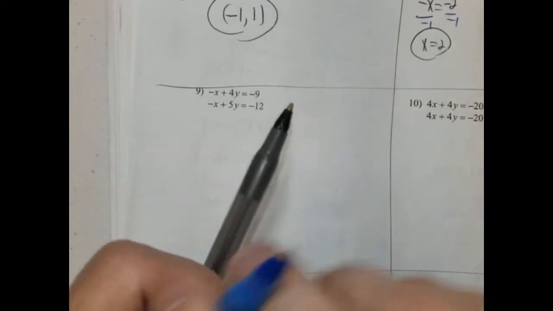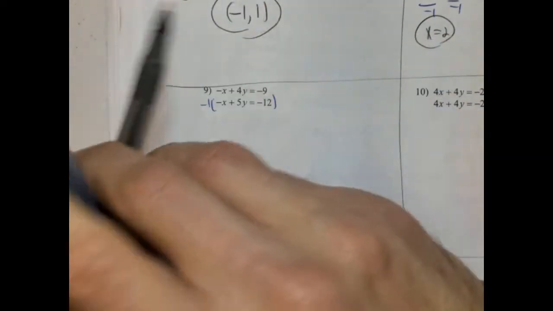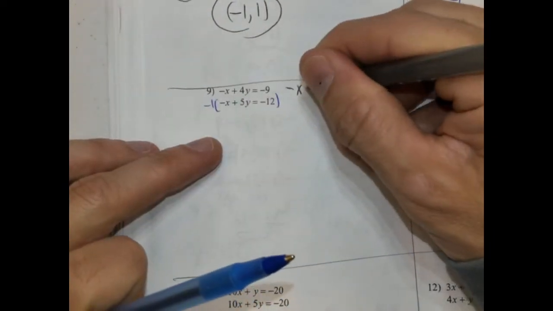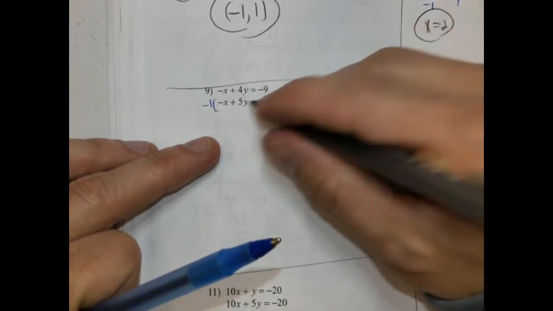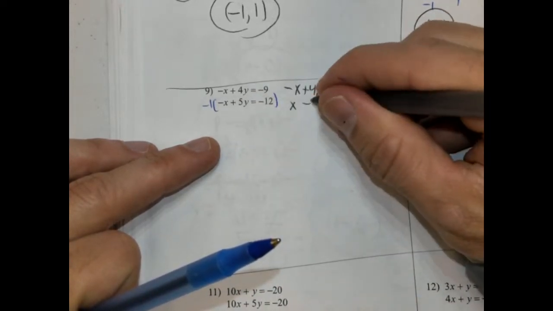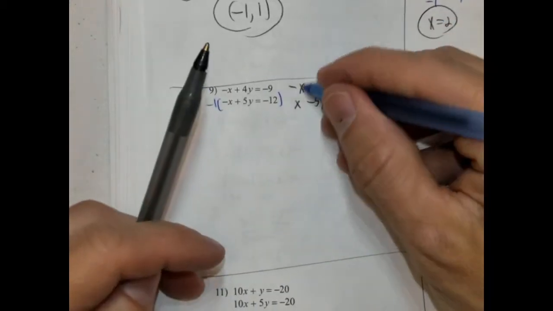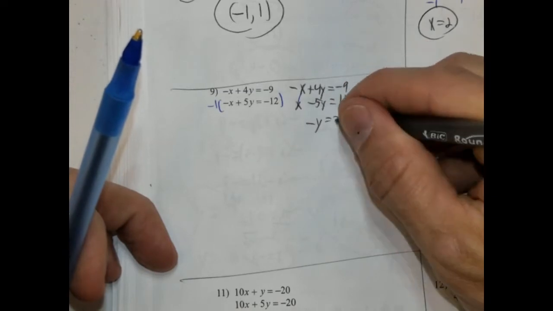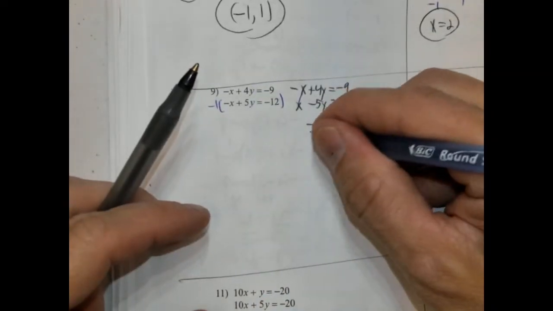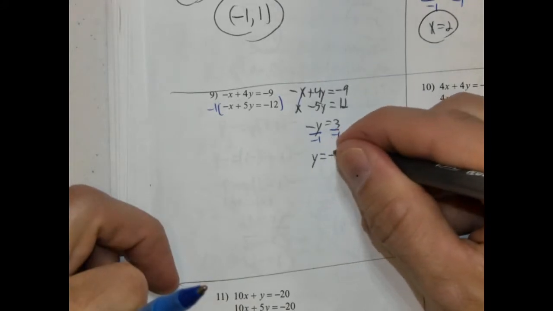That's number 9. We'll multiply the bottom equation by -1. So we're going to get -x plus 4y equals -9. And this becomes x, this becomes -5y, and this becomes +12. Okay. The x's cancel. We're going to get -y equals 3. We're going to divide by -1. Y will be equal to -3.